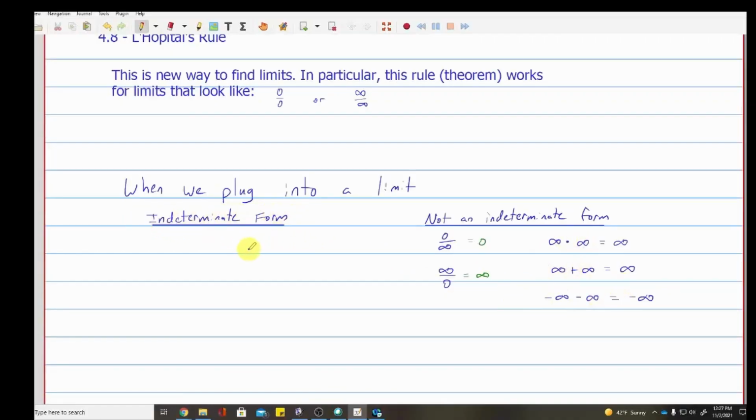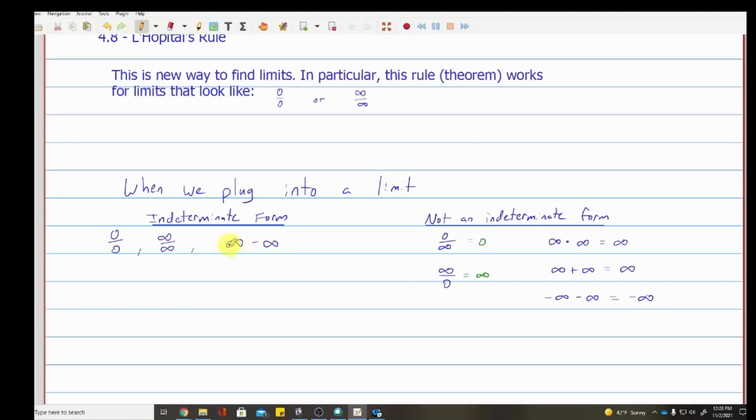Indeterminate forms are things where we don't know what's going on. So our classic examples are going to be 0 over 0 and infinity over infinity. When we saw these examples back in chapter 2 when we were doing limits, this indicated do more work because we don't know what's going on. Some other examples that we could get could be something like infinity minus infinity, right?